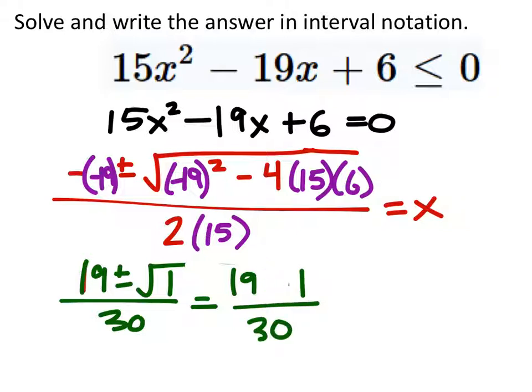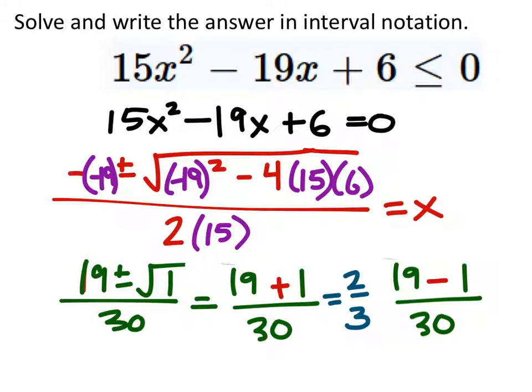And once again, we can make that two separate parts that we can solve. 19 plus 1 over 30 would be 20/30ths. So that just simplifies to 2/3. And 19 minus 1 is 18 over 30. Simplifying that, we would get 3/5.